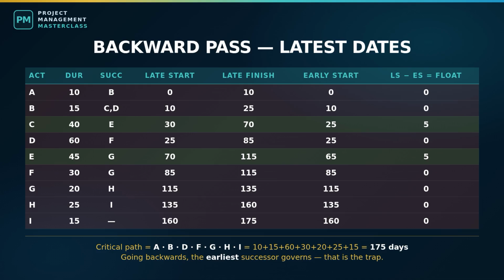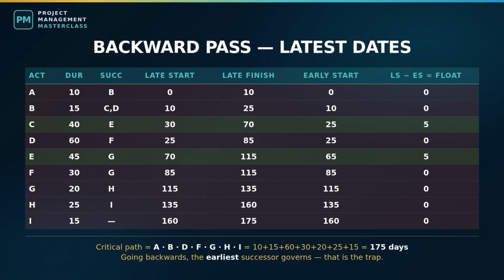Two rules again, mirrored. Latest start equals latest finish minus duration. And latest finish equals the earliest of all the latest starts of everything that comes after it. Earliest this time, not latest. That is the trap. Going backwards, the tightest successor governs.